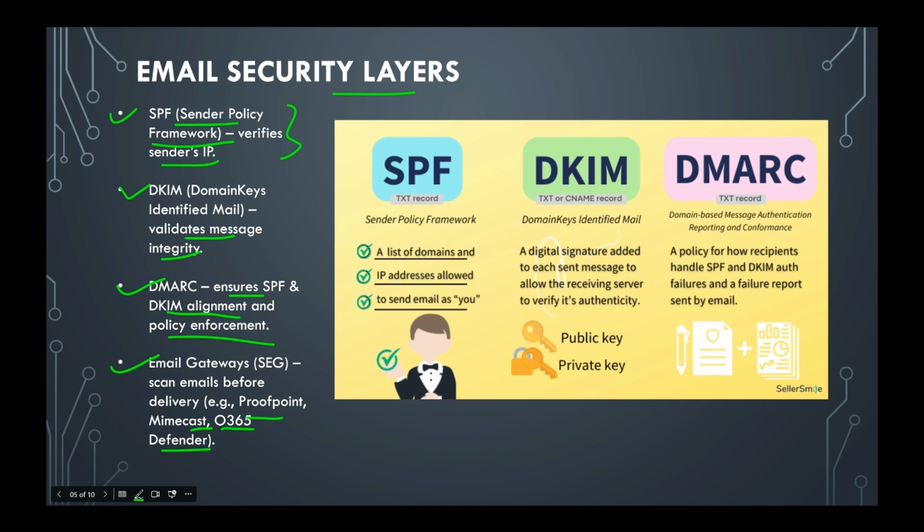So the quick analogy, imagine an email as a person entering a VIP club. SPF checks if their name is on the guest list. DKIM checks if they did not fake their ID card, and DMARC says what to do if they fail the checks. And the SEG, that's the bouncer with the metal detector. Only when they pass all 4 checks, they get into your inbox.